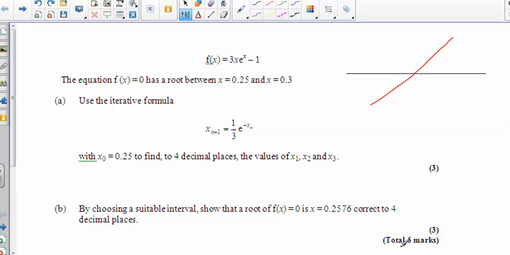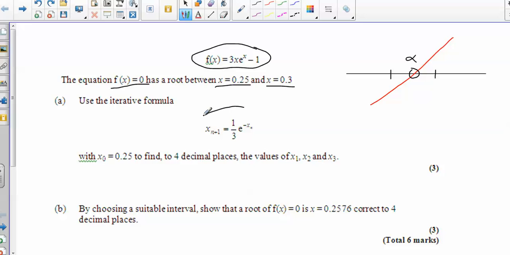Answering an iteration question. So this is the question, and we're going to have a look where this function here, which I've drawn near where it cuts the x-axis in red, and we're trying to find where the equation equals 0. So we're finding this point here. So this is going to be our root if we call it alpha. And we know that alpha is between x is 0.5 and x is 0.3. So it's somewhere in between those 2 points.